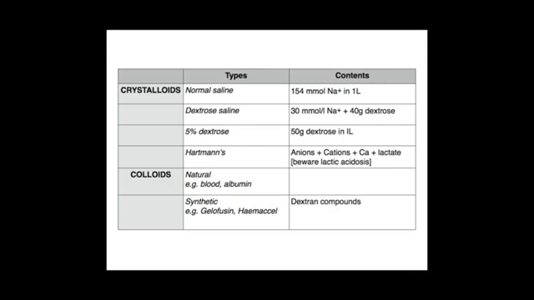Secondly, there's colloids, which can be divided into natural or synthetic. The most natural colloid of all, of course, is blood. But another example would be human albumin solution that's used often in patients with low albumin, so chronic liver disease patients would be a good example. And the other type of colloid is a synthetic colloid, and you'll often see these used. These are things like gelafusin and Haemaccel.